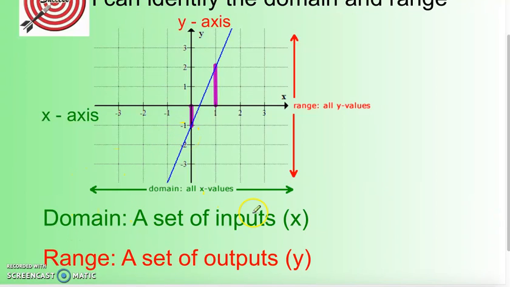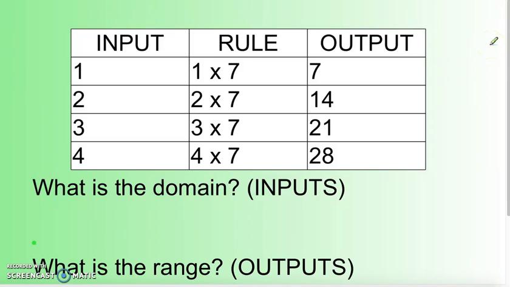So domain is a set of inputs, or the x's, and comes from the x-axis, and the range is the set of outputs, or the y-axis. Today we are going to look at some graphs or function tables, and I want you to tell me what is the domain, meaning what are all the inputs, what was plugged into this equation. And the way that we're going to write this answer is, let me change.